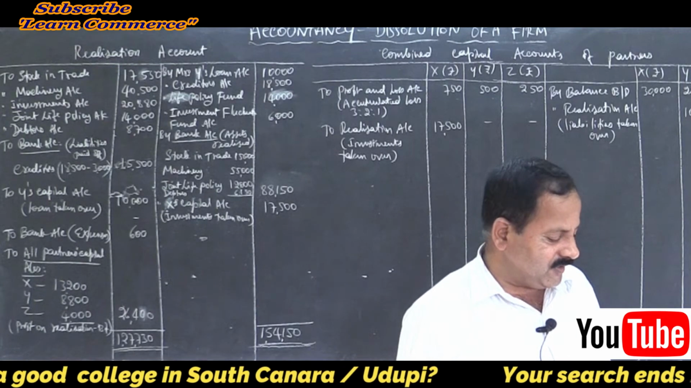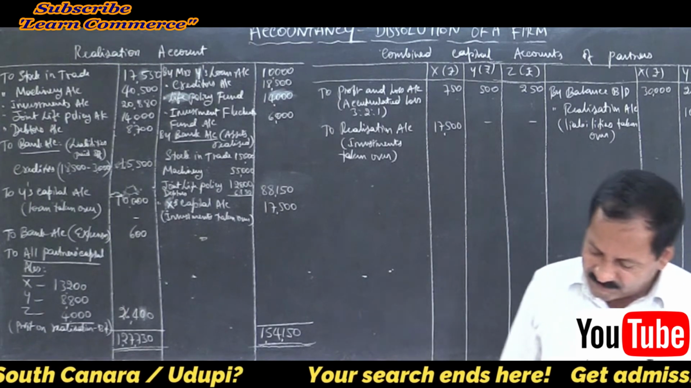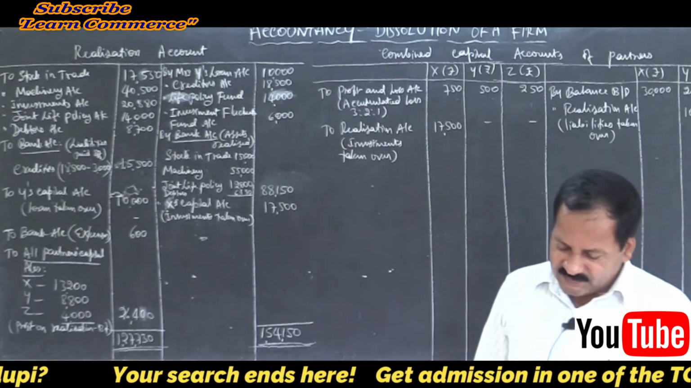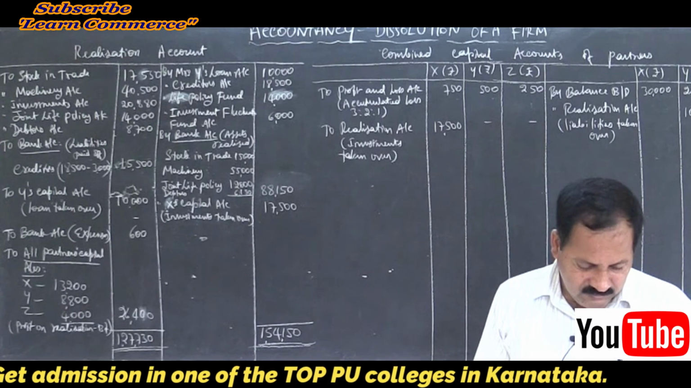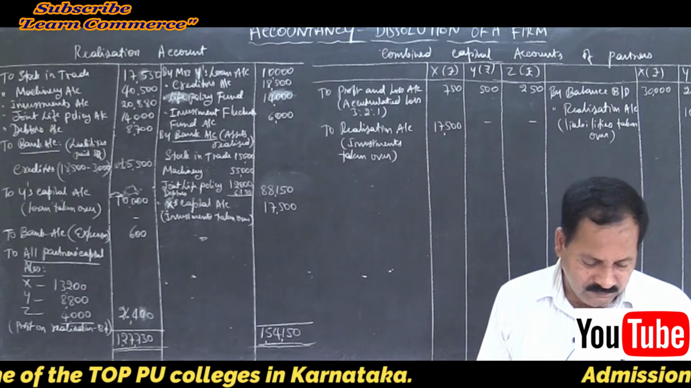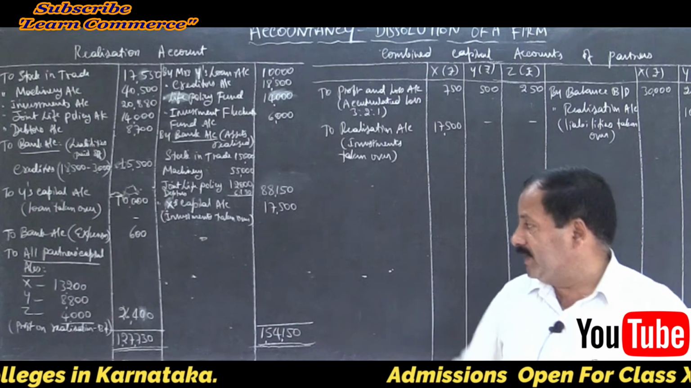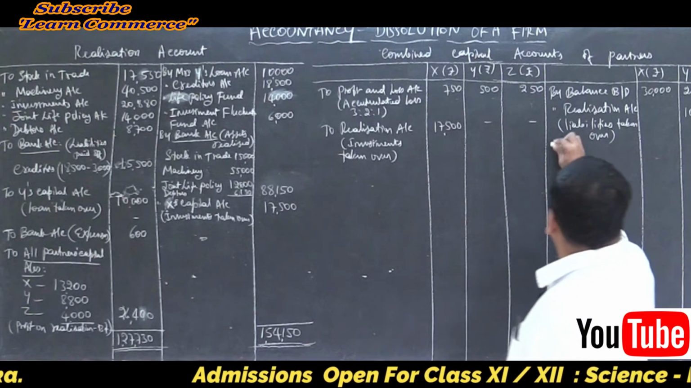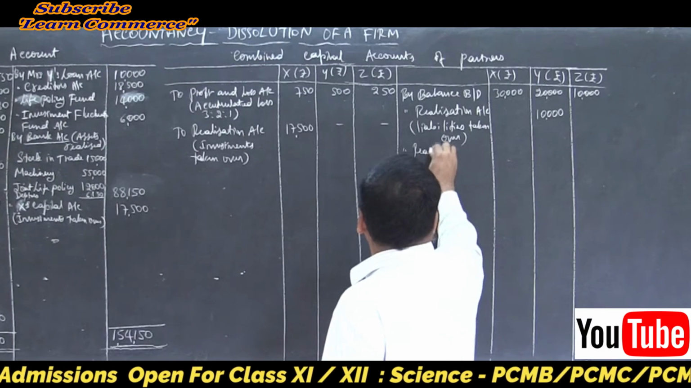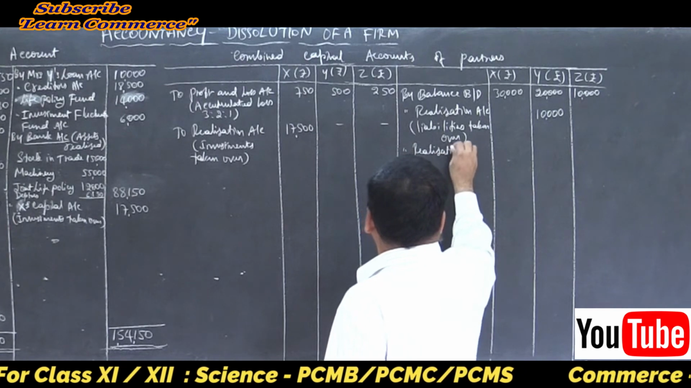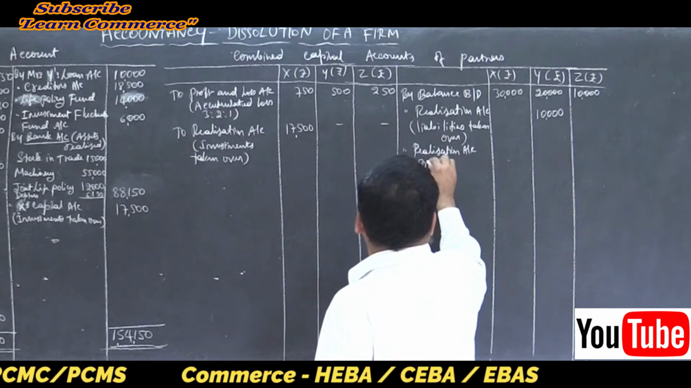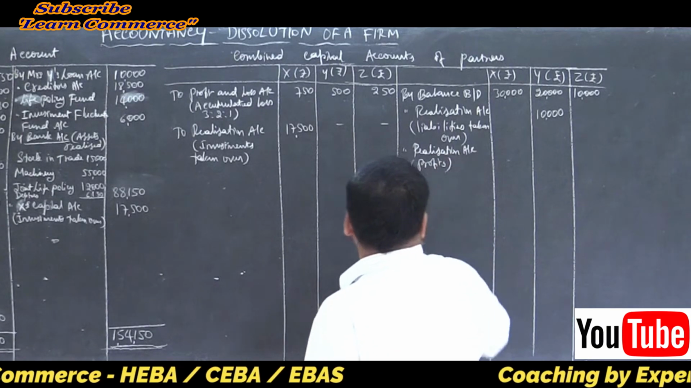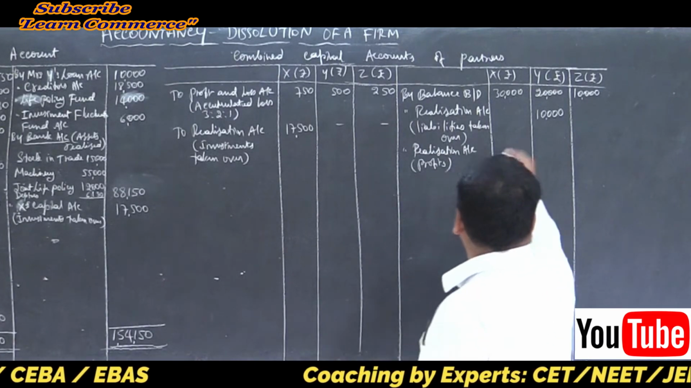Debtors taken over? Debtors are not taken over. Debtors were realized, right? Yes, debtors were realized. Anything else? No. There is profit on realization credited to all partners' capital accounts by realization account. By realization account, profits. How much? 13,200.